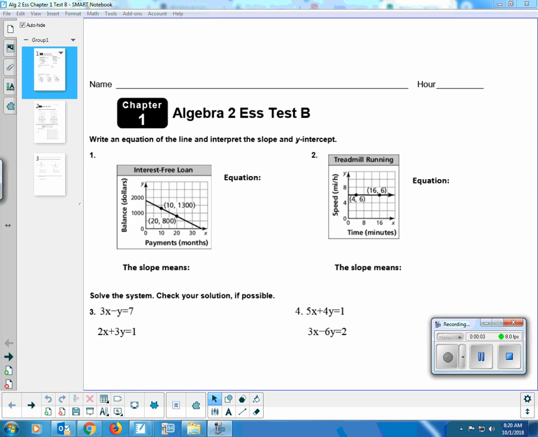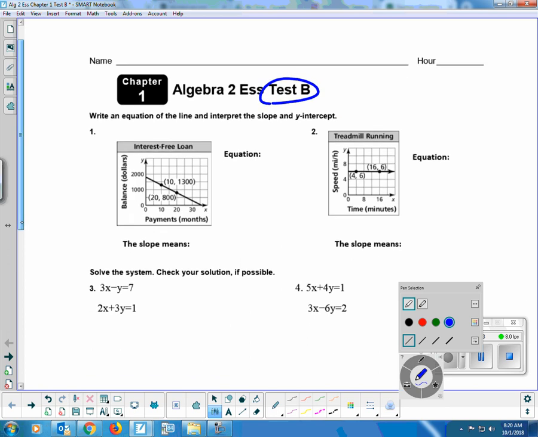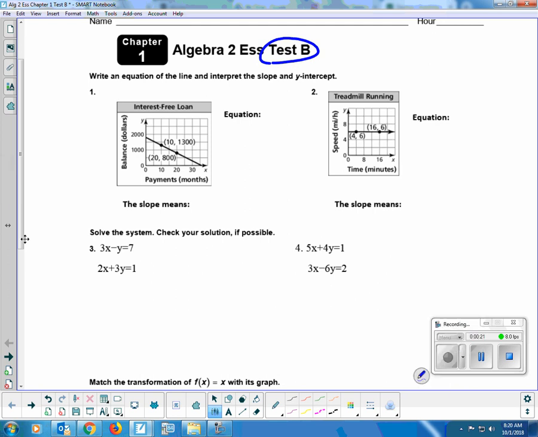All right, what I want you to do is first of all, make sure you're looking at test version B, that's the one you have. And I want you to go and fix anything that's wrong, meaning you can rewrite it, you can write it on another piece of paper, but somehow I want to be able to see that you went through and did some of this thinking.